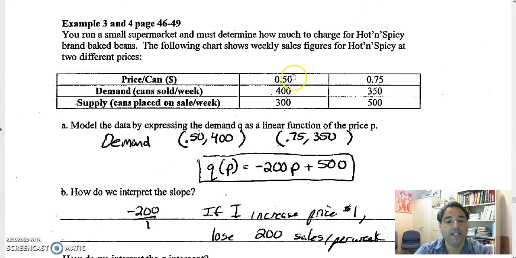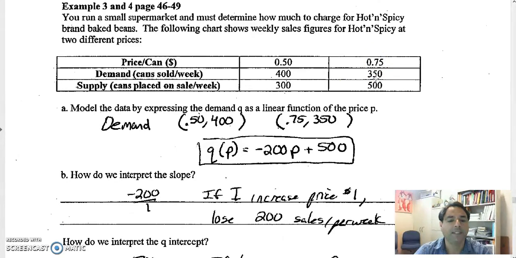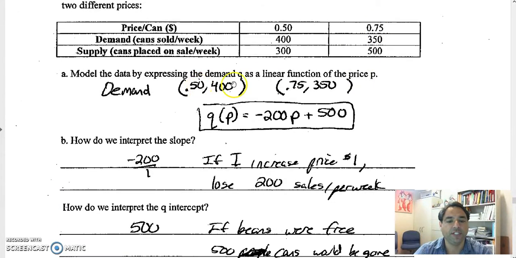But for supply, if the price was 50 cents, you'd be supplied 300 cans. But if it was 75 cents, you'd be supplied 500 cans. Notice the supply went up because you're willing to pay more. Similar to the last problem in the previous section, if you're given 2 points, input price, output quantity, you can find the equation of a line. Make sure you know how to do that algebra.